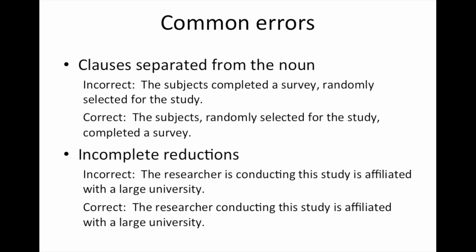In the second error, the writer has made an incomplete reduction by removing the relative pronoun, but not the be form is, resulting in two competing main verbs. It looks like this. The researcher is conducting this study is affiliated with a large university. To correct it, you can put the researcher conducting this study is affiliated with a large university.